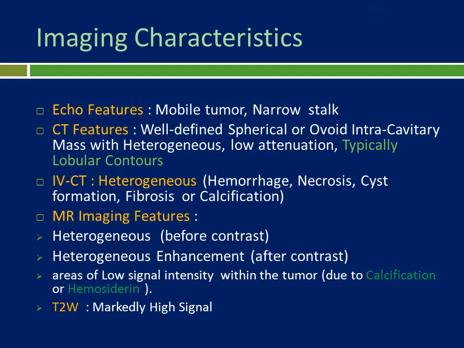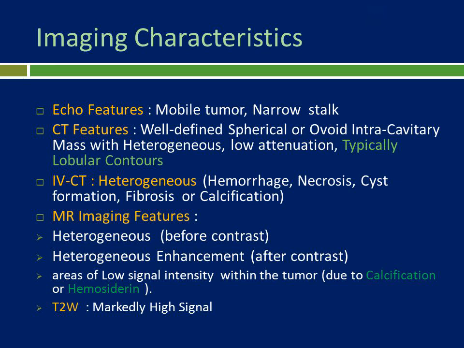Common imaging characteristics: echo features, mobile tumor, narrow stalk. CT features: well-defined spherical or ovoid intracavitary mass with heterogeneous, low attenuation, typically lobular contours. On CT, heterogeneous appearance due to hemorrhage, necrosis, cyst formation, fibrosis or calcification.